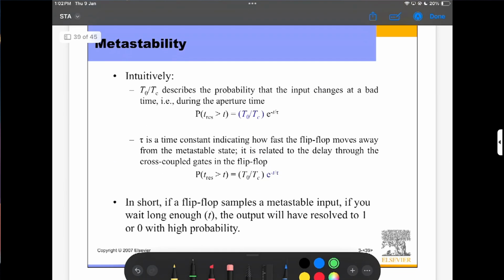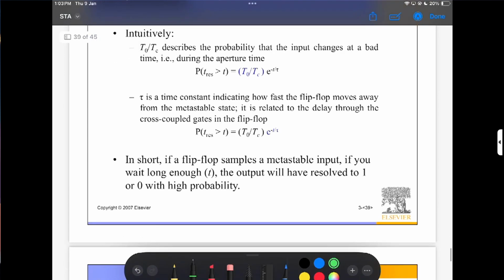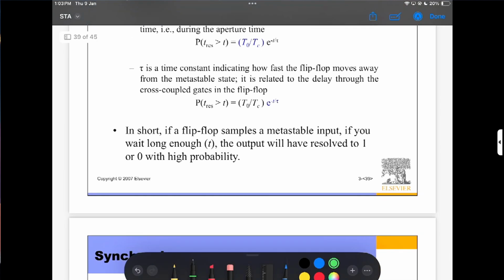Intuitively, T0/Tc describes the probability that the input changes at a bad time, i.e. during the aperture time. So P(t_res > t) = (T0/Tc) e^(-t/tau). Tau is a time constant indicating how fast the flip-flop moves away from the metastable state. It is related to the delay through the cross-coupled gates in the flip-flop.